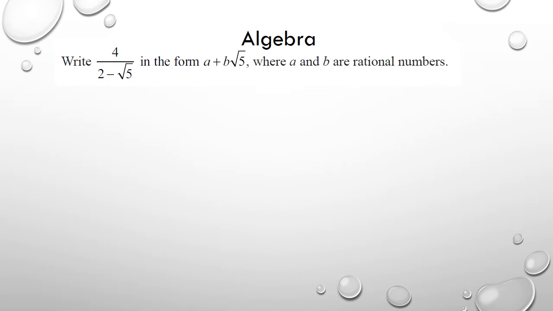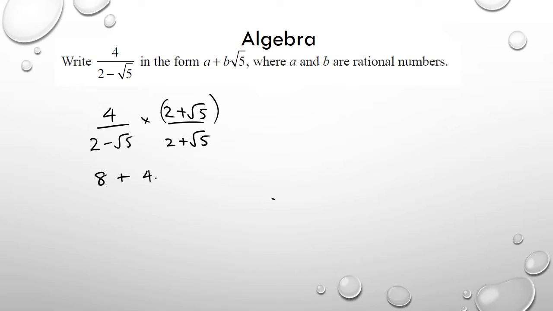Okay, so first off, this question is asking you to find A and B, which are rational numbers. So conjugate multiplied by conjugate. You've got 2 plus root 5 and 2 plus root 5 in the denominator. So what do we have? We've got 8 plus 4 root 5. No, hang on, let me write that again. Because 8 plus 4 root 5, and that's divided by the bottom two numbers multiplied by itself.